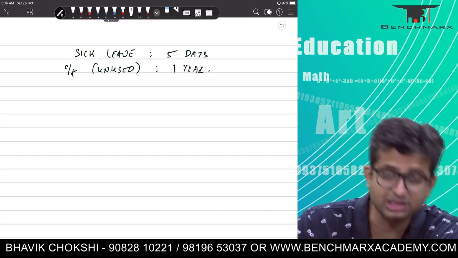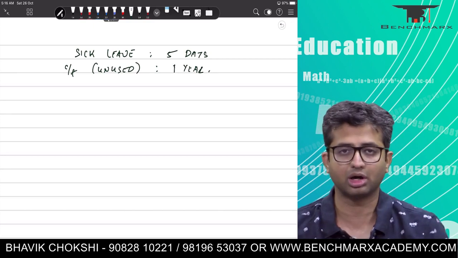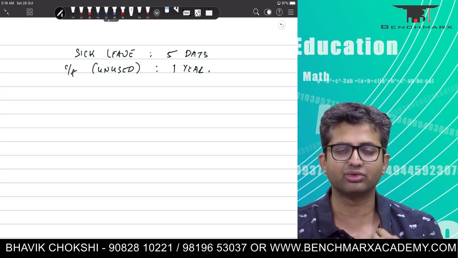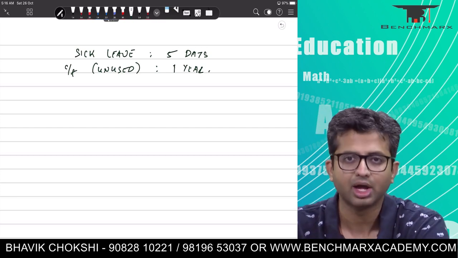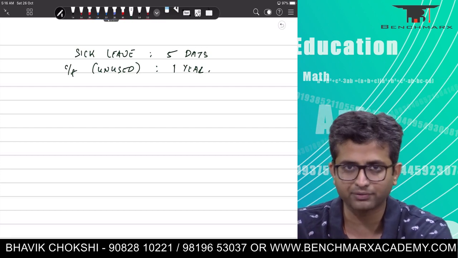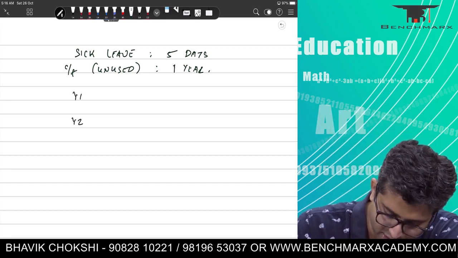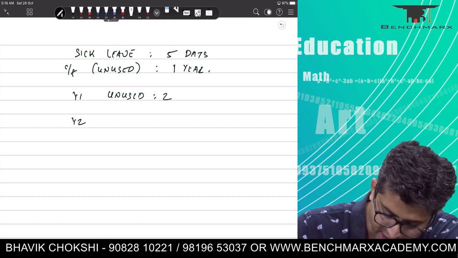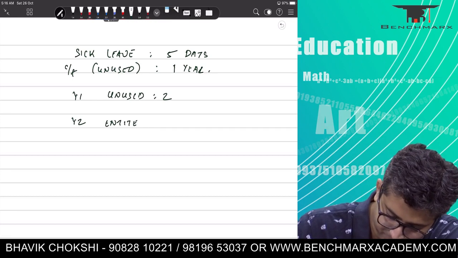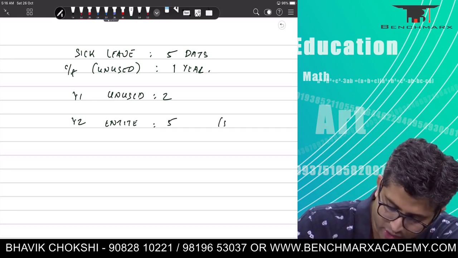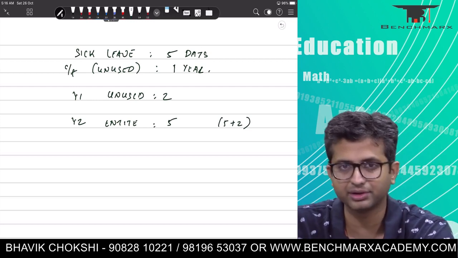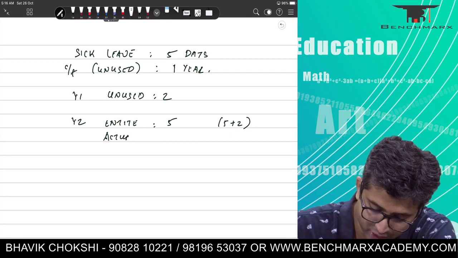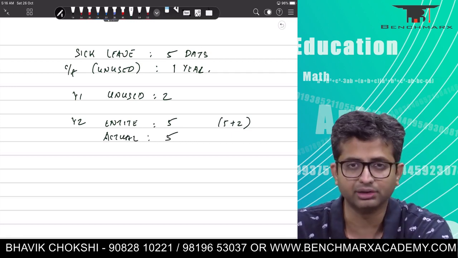But what will happen is, in the next year, there will also be the leave entitlement of the second year itself. So the company allows you to adjust this on a leave for basis, which means first you will adjust the leave of the coming year. So for example, there is year 1 and then there is year 2. In the first year, there is an unused leave balance of 2. In the second year, there is an entitlement of 5. So in total, you are entitled to 5 plus 2, that is 7 days of leave in the second year, because you have 2 days of carry forward.